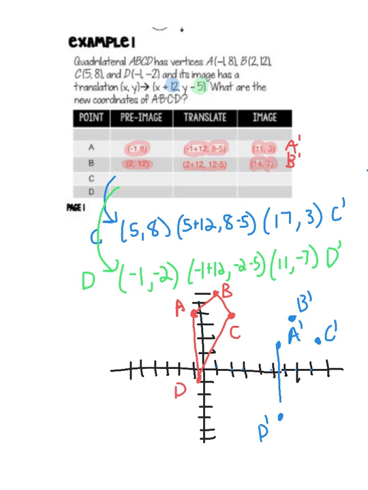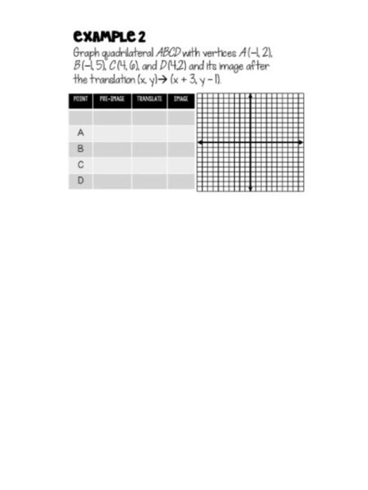Okay. We connect the points. We'll see, we've got the exact same shape, the exact same size, just in a different position.